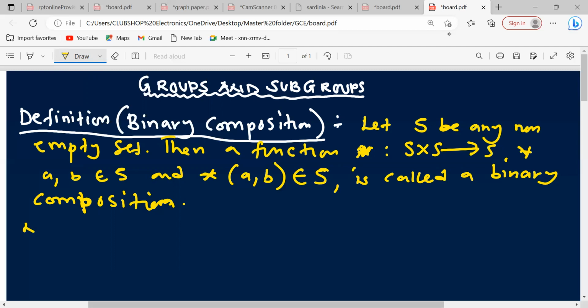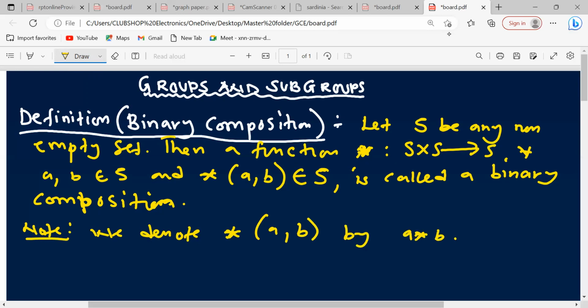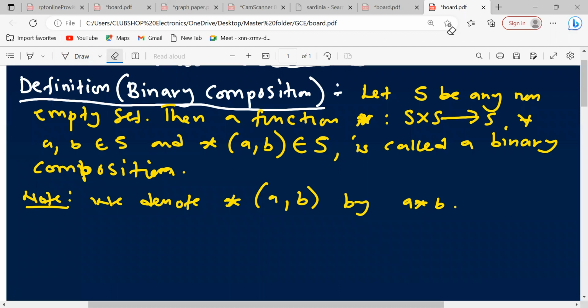Now you need to note that sometimes we denote star of A, B by just A star B. This star can be any function. Sometimes you can say F of A, B like that. So that is a binary composition.